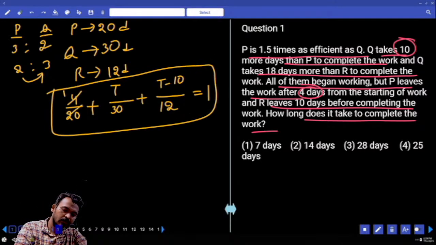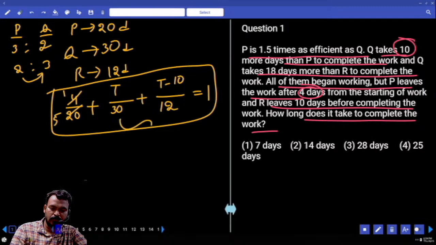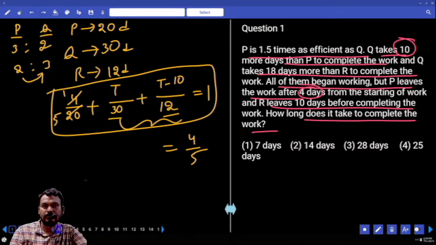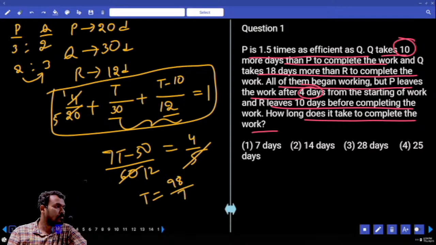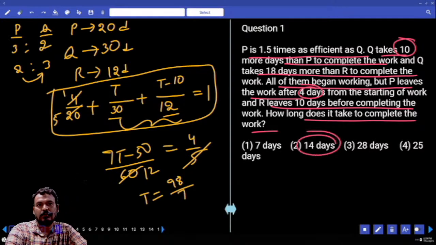4/20 means how much? 1/5. It is 1/5, means these two values sum equal to how much? 4/5. 30 and 12, LCM 60. 30 how many times? 2 times. 12, 5 times. 5 plus 2, 7T. Next, 12 times 5 means it is minus 50 or plus 50? Minus 50. Divide by 60. 4 how many times? 12 times. 12 times 4 is 48. 50 plus 48, 98. Then T equals 98/7. How many days are we getting? 14 days.